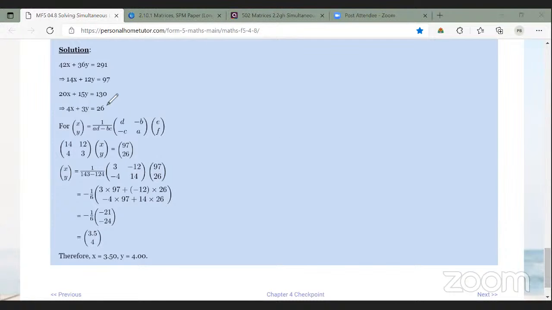All right, so once you get the equation, you just write it down again, like so. 14, 12, 97, you can see your 14, 12, 97, and then 4, 3, and 26. And from there, you can start to fill in the blanks, this X, Y, the brackets, and so on. So once you do this, again, you can think of this as a matrix A.